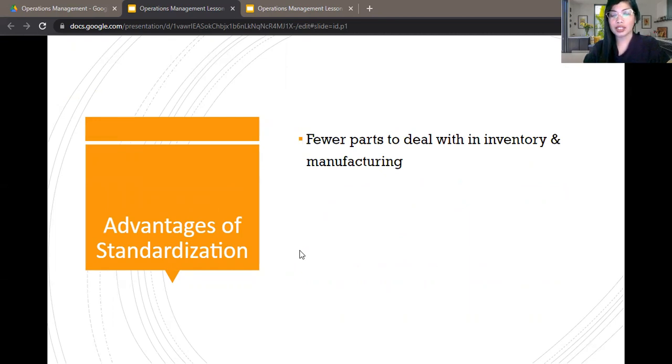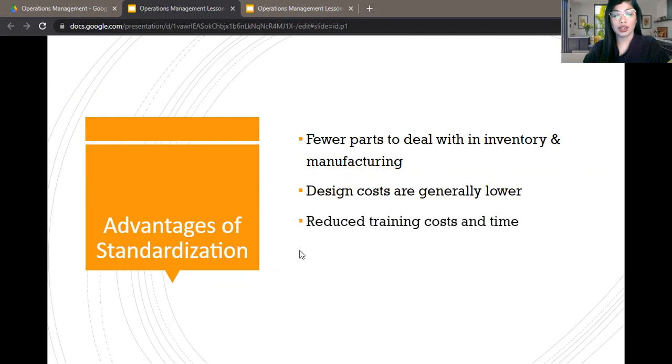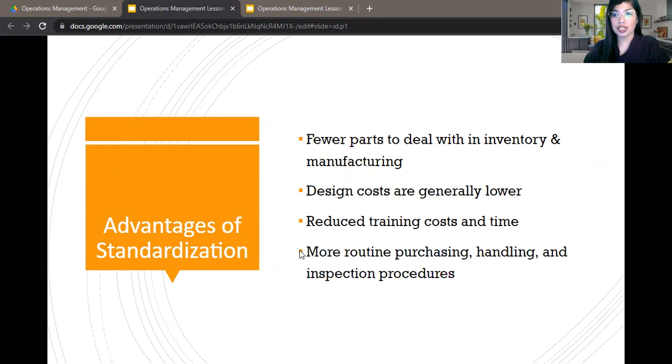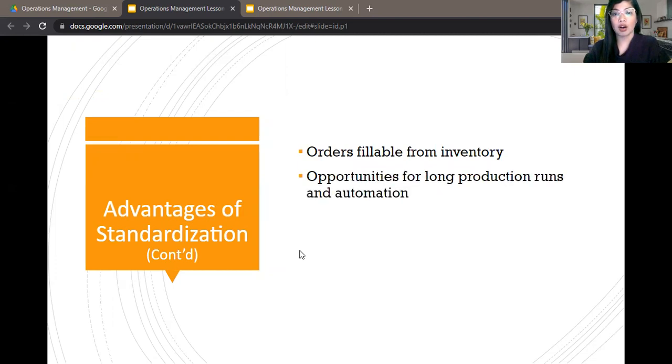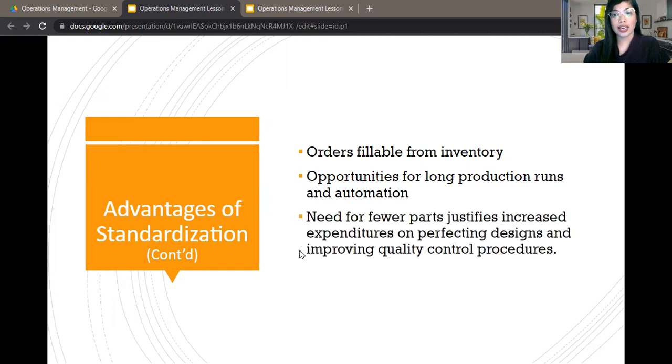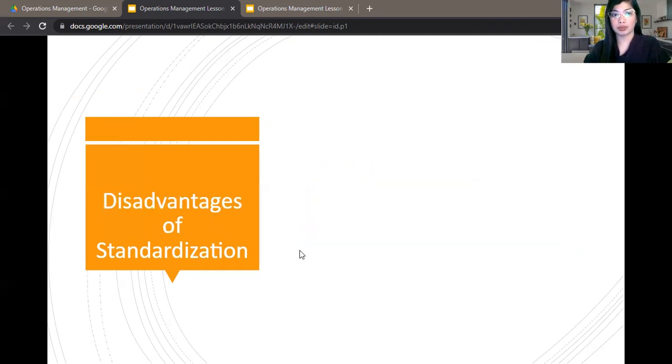Advantages of standardization: fewer parts to deal with in inventory and manufacturing. The design costs are generally lower. Reduced training costs and time. More routine purchasing, handling, and inspection procedures, as well as orders fillable from inventory. Opportunities for long production runs and automation. And the need for fewer parts justifies increased expenditures on perfecting designs and improving quality control procedures.